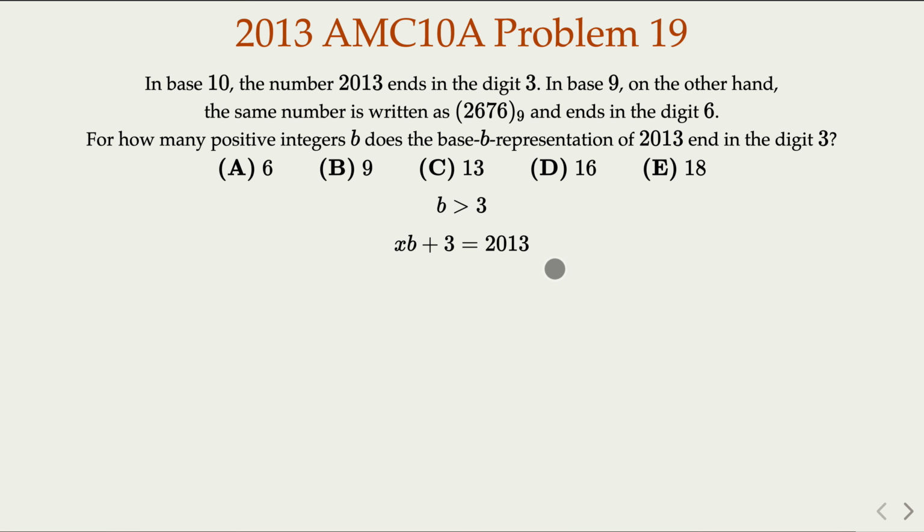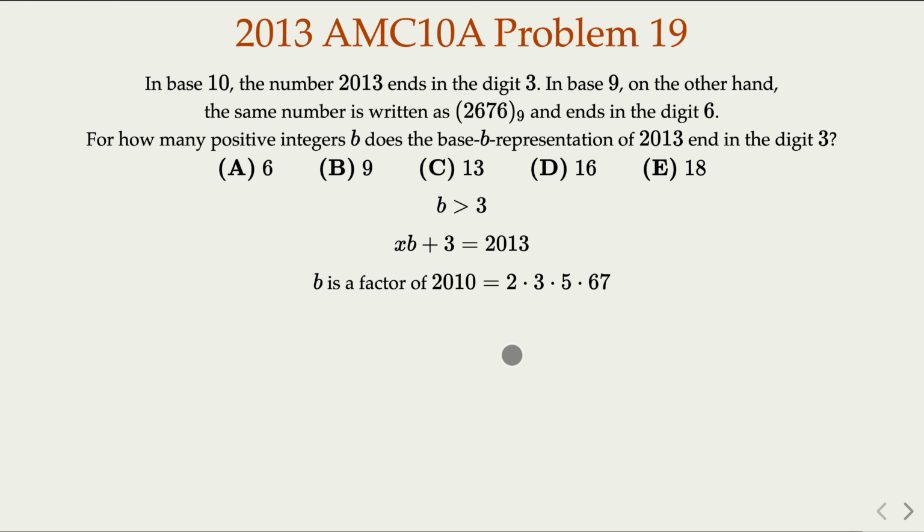And 3 cancels, which means in decimal b must divide 2010. When you factor 2010, b must be a factor of that. How many factors? These 4 prime numbers give 2 times 2 times 2 times 2, so there will be 16 of them.